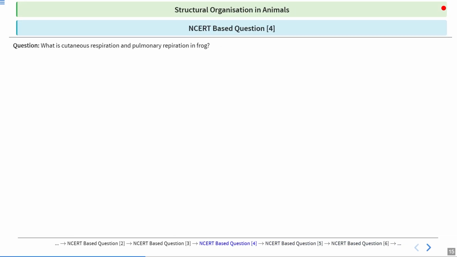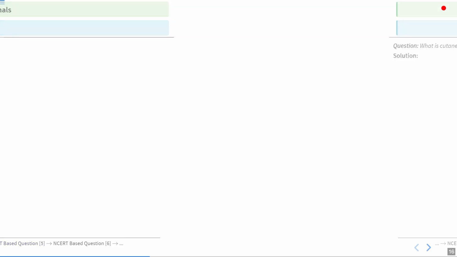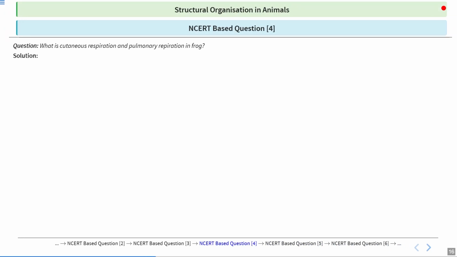Next question. What is cutaneous respiration and pulmonary respiration in frog? Right? That is asking the difference between them. Let us see the answer of this question. In frog, cutaneous respiration is gas exchange through the skin, right? Cutaneous respiration means the skin is involved in the process of gaseous exchange, right? And that is why it is called cutaneous respiration.